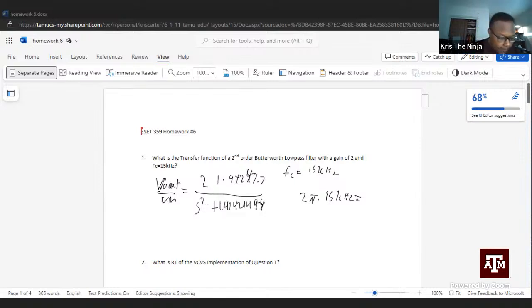So yeah, just doing some quick maths. To square that gives me 2 times this. So it gives you 188,495.559 over S squared, which I think is a J omega term. I'm not solving for it though. Then 1.414214 times that same frequency.